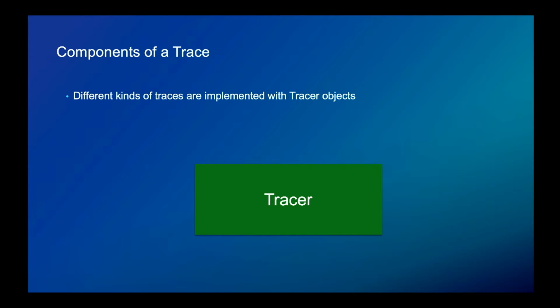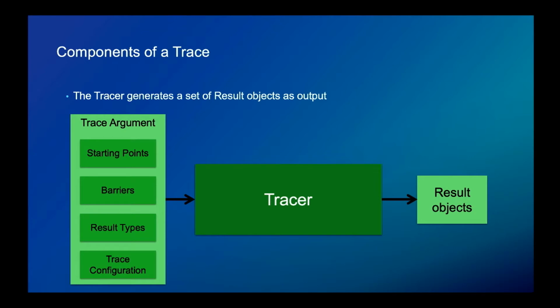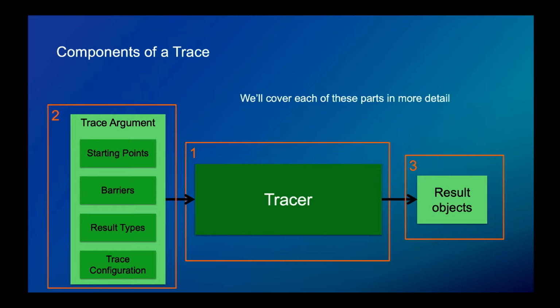There are lots of different components that go into a trace. Different kinds of traces are implemented by these things called tracer objects. Then we have a trace argument that encapsulates all the input parameters into that trace, and then we get back a set of result objects. We're going to go through and cover each of these in more detail.